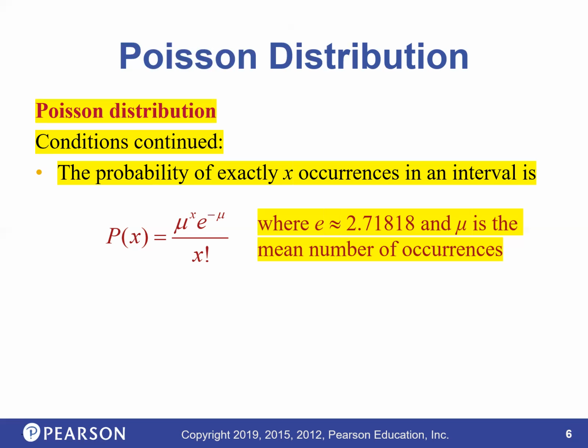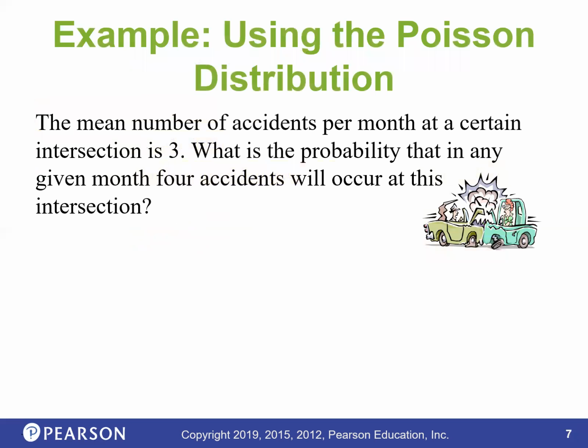All right, we're good to go. Let's go with an example here. So let's see if we can put this in. The mean number of accidents per month at a certain intersection is 3. Not dangerous, I don't know. What's the probability that in a given month 4 accidents will occur at this intersection? So one more than normal is going to happen.